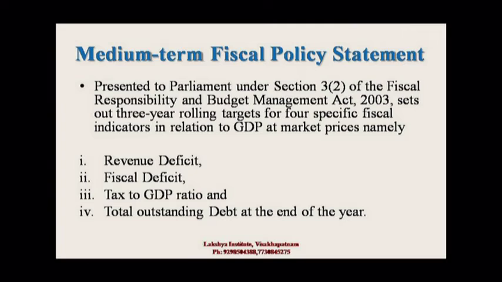Medium-term Fiscal Policy Statement, presented to Parliament under Section 3(2) of the Fiscal Responsibility and Budget Management Act 2003, sets out 3-year rolling targets for 4 specific fiscal indicators in relation to GDP at market prices, namely 1. Revenue deficit, 2. Fiscal deficit, 3. Tax to GDP ratio, and 4. Total outstanding debt at the end of the year.